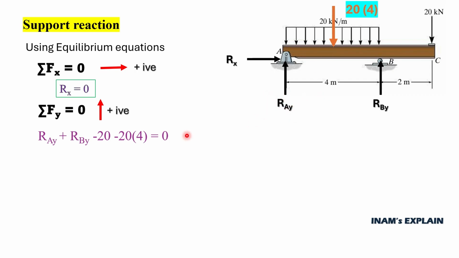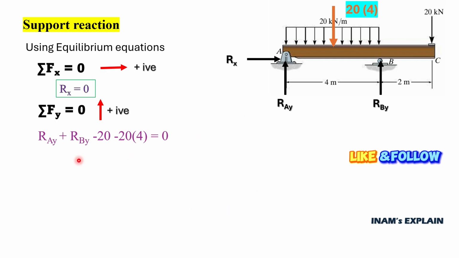So we have Ray, which I write as positive, and Rby positive, because they are upward in nature. I am taking all upward forces as positive. Then minus 20, which is the concentrated point load, and minus 20 into 4, because the uniformly distributed load is directed downward, so I am taking it as negative, and the point load of the uniformly distributed load is the area, 20 into 4.